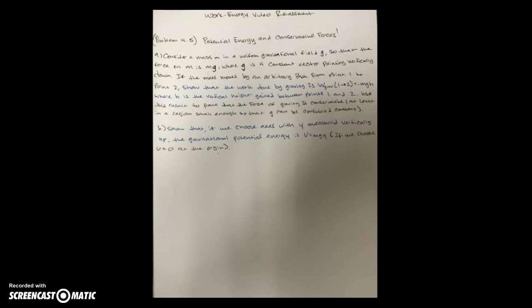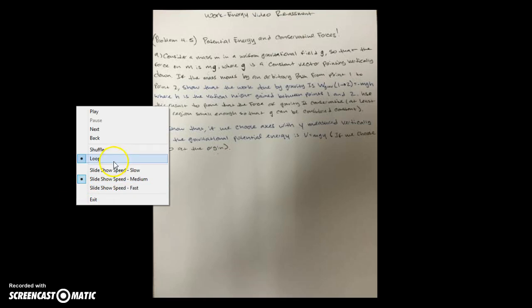Use this result. So problem A has two parts. The second part of part A says use this result to prove that the force of gravity is conservative, at least in a region small enough so that g can be considered constant. Alright, so I'm going to go right to that.